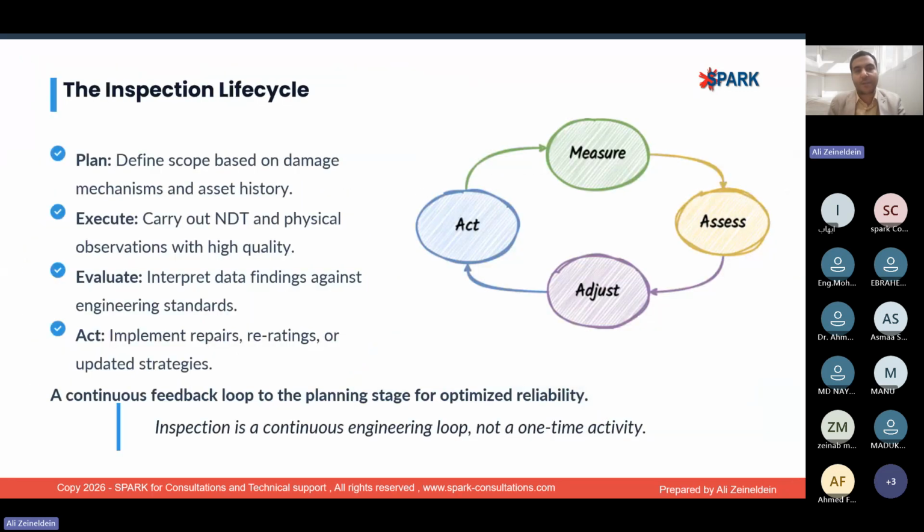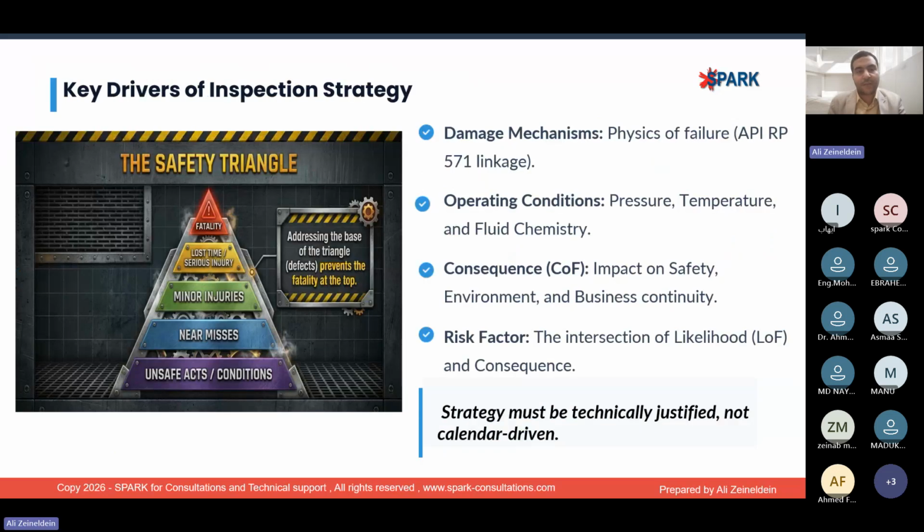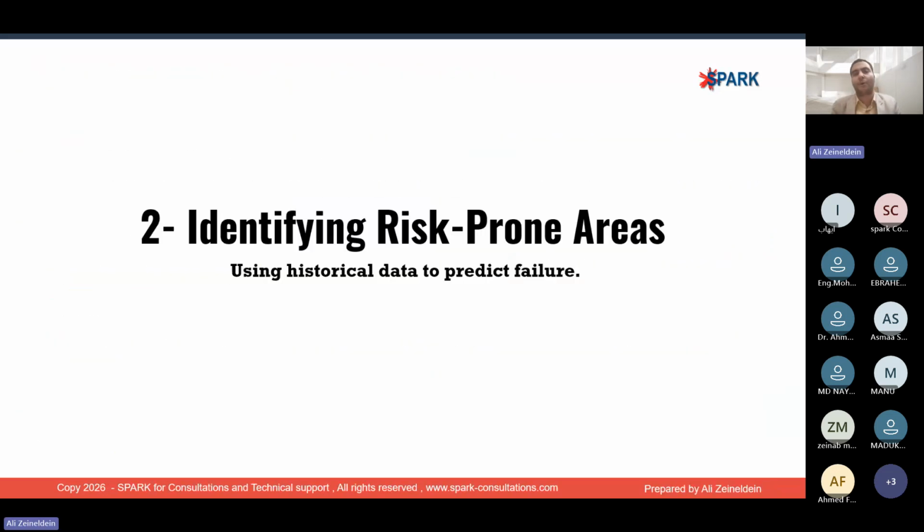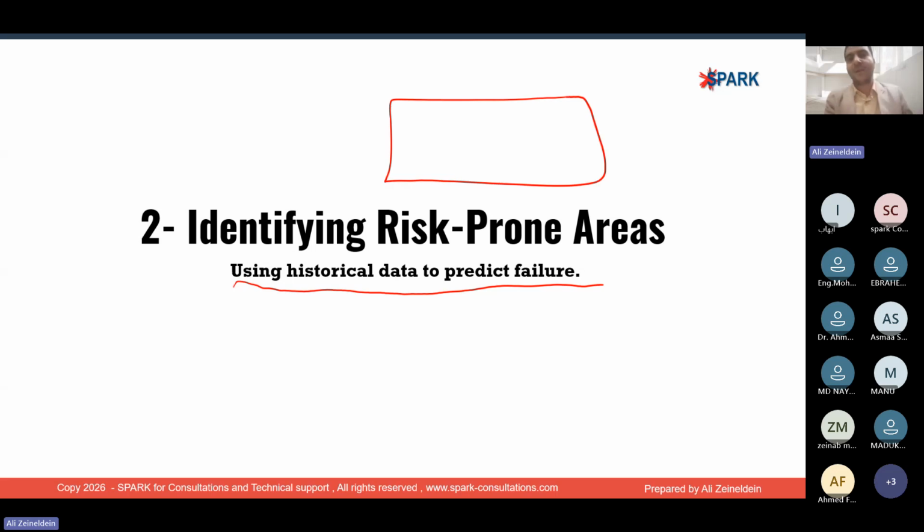This is the inspection life cycle, and the inspection responsibility. We are going to talk about risk-prone areas, using the historical data to predict failure. We have a plant, an oil and gas plant, with some equipment.